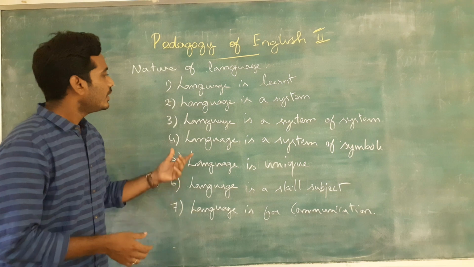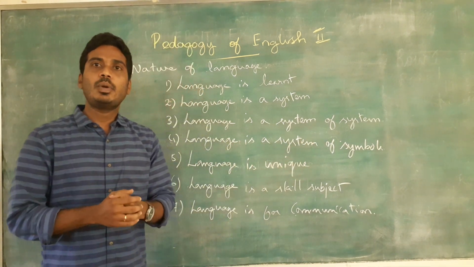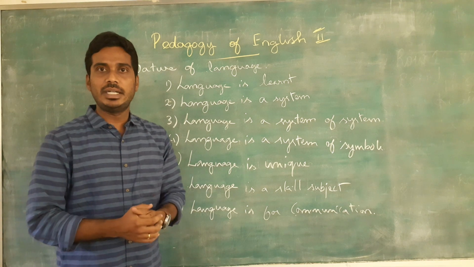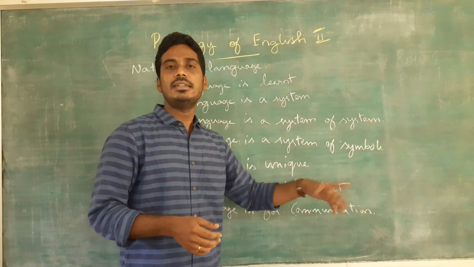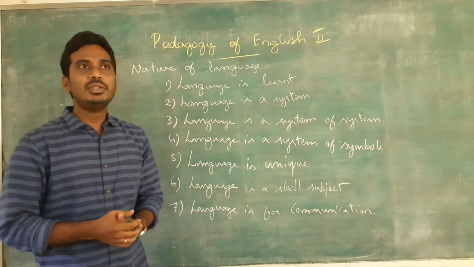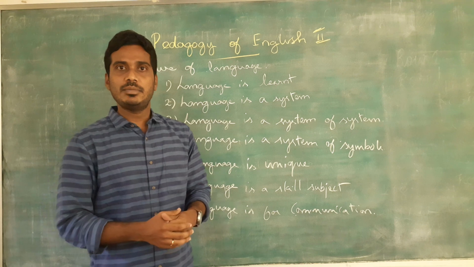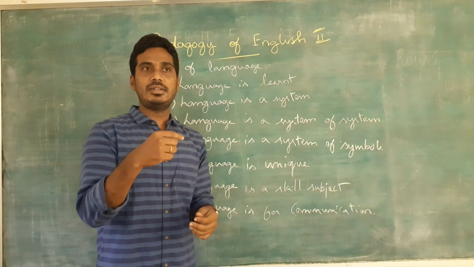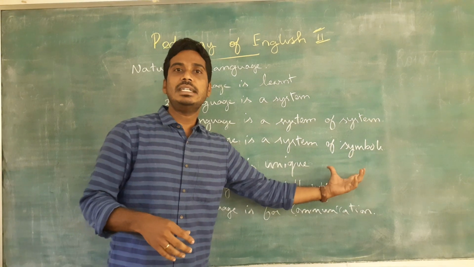Okay, next is language is a system of symbols. So language can only be provided by symbols. For example, alphabet. So our English alphabets are symbols. In English we have phonetics, so phonetic transcriptions are there. Those transcription symbols are also called international phonetic symbols.